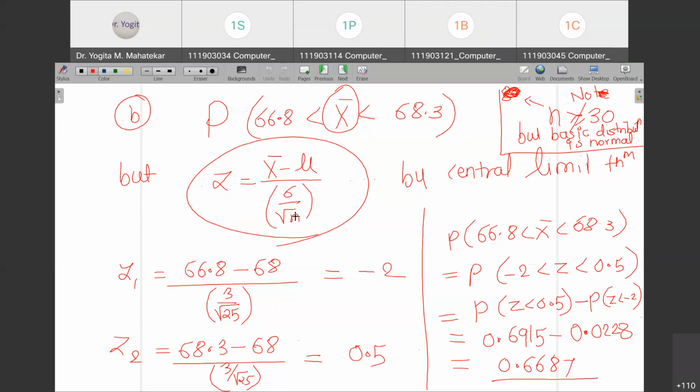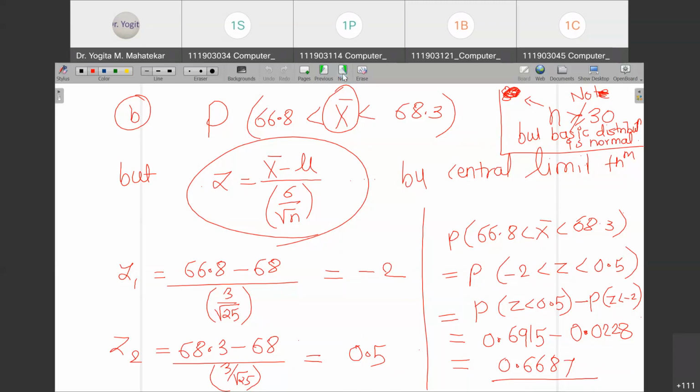Corresponding values of sigma and n. So all parameters are clear to all of you. Is there any ambiguity, that mu is not understood, sigma is not understood, notation is not understood? Everything is very important. So Z1 is the corresponding standard random variable value, which is minus 2 corresponding to 66.8, and corresponding to 68.3 the normal random variable value is 0.5. Then we apply the normal distribution tables, and we get 0.6687 as the probability that your sample average will lie between the given range.